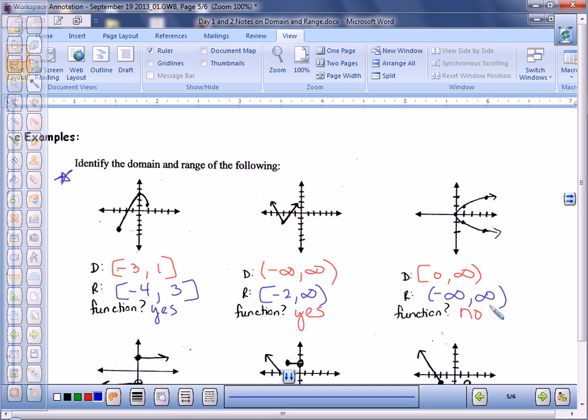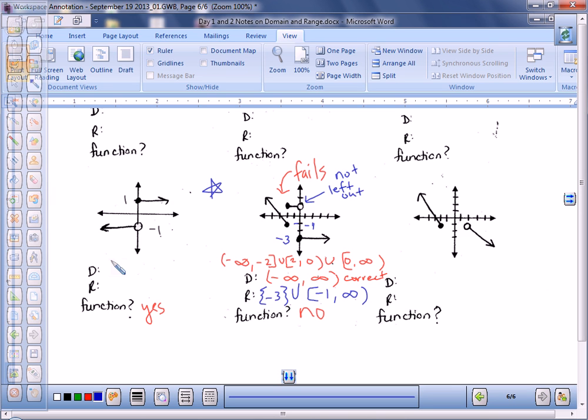All right, last one. Right now, the domain includes everything, doesn't it? What if this were an open circle? Then I would have to write negative infinity to 0 with the parentheses, union 0 to positive infinity. Good. So if this happened to be an open circle, that would be the domain. It's not, but I can give you one.